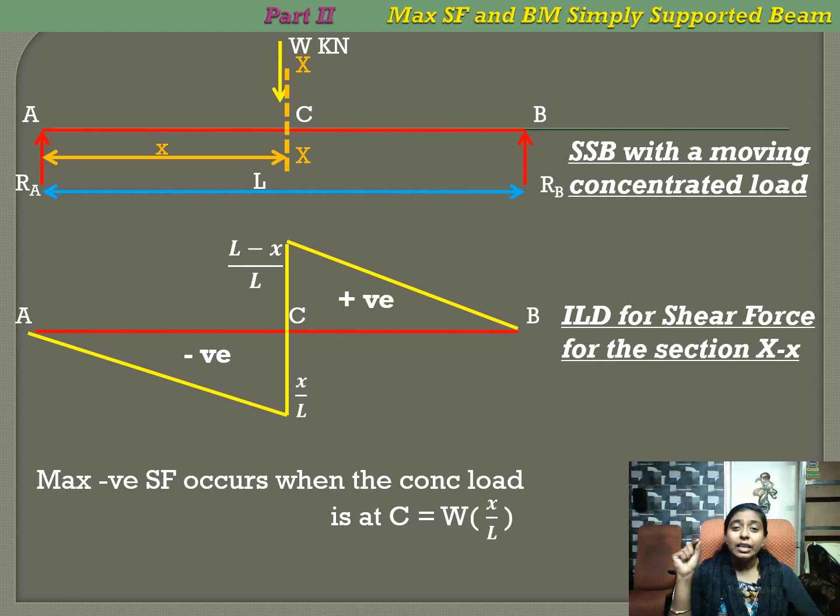So when the concentrated load W is at C, our maximum negative shear force will be W into x by L, and the maximum positive shear force will be W into (L minus x) by L.